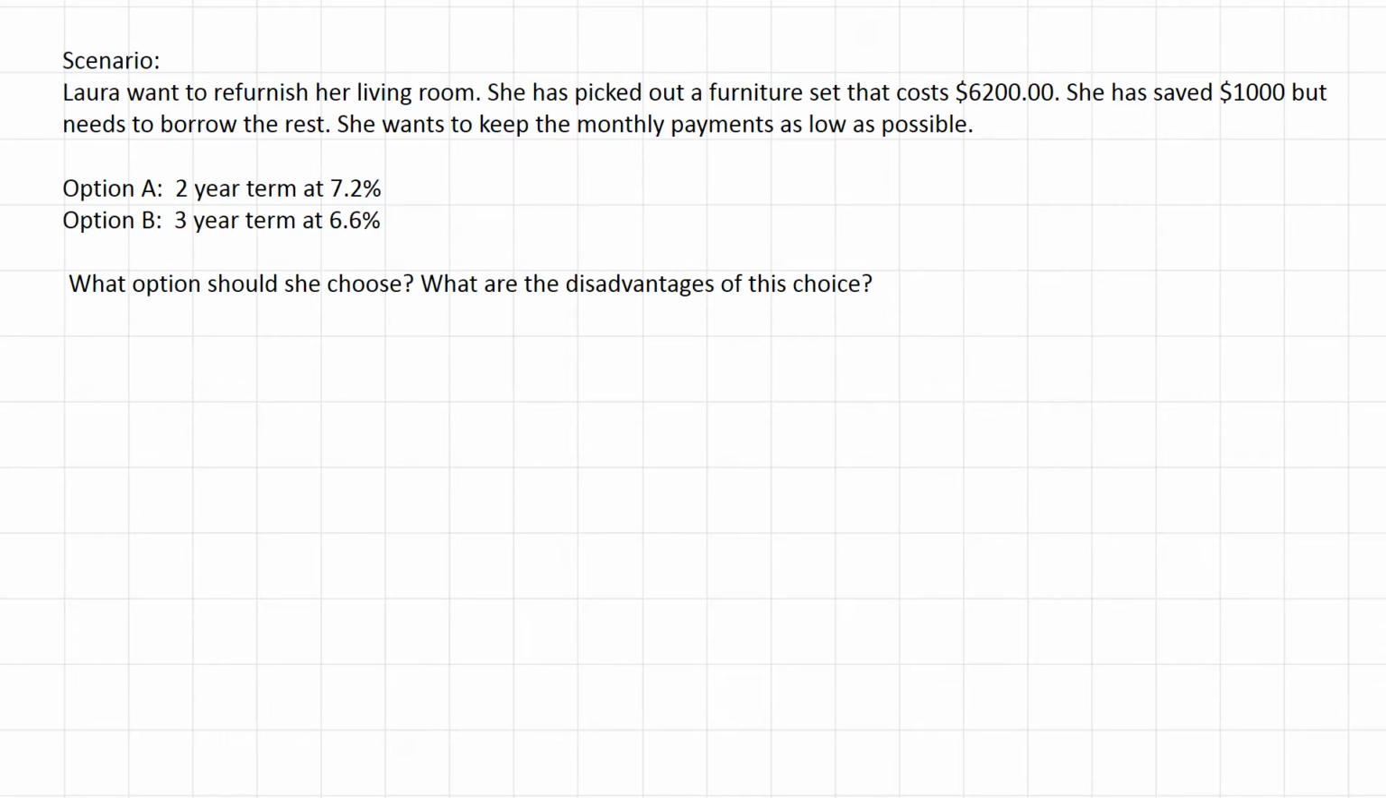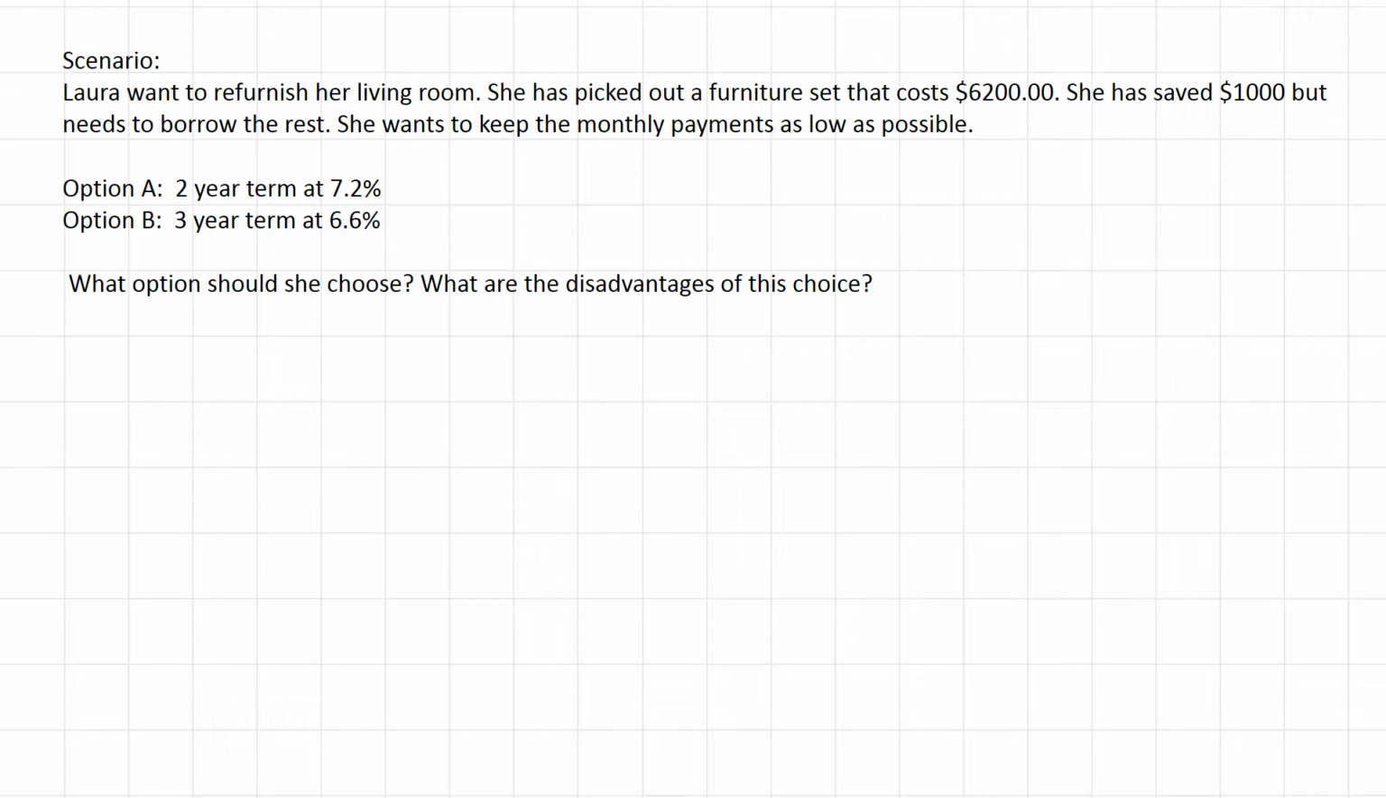So let's take a look at a couple of scenarios and analyze and use the online calculators to help us answer what is the best option for Laura. Laura wants to refurnish her living room, and she's picked out furniture, and it costs $6,200. She has saved $1,000 but needs to borrow the rest. So she wants to keep the monthly payments as low as possible. And she's got two options: a 2-year term at 7.2% or a 3-year term at 6.6%. And what option should she choose, and what are the disadvantages of her choice?